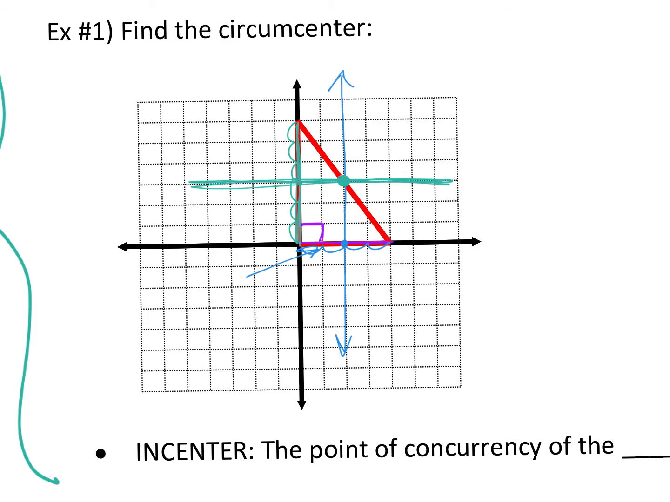And that point, how do you name that point? 2, 3. It's 2 to the right, 3 up. So it is the point (2, 3). That would be my circumcenter. Okay, that's the point that is equidistant from all 3 of your vertices, is how that works.